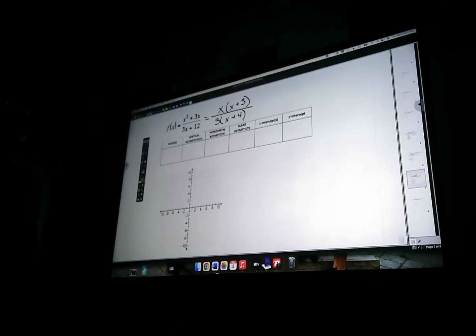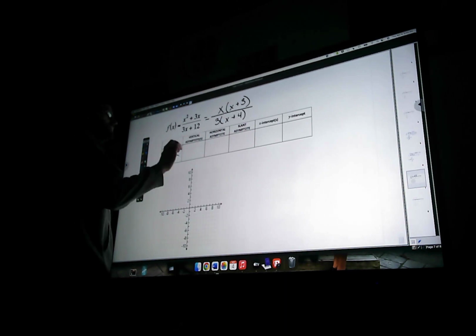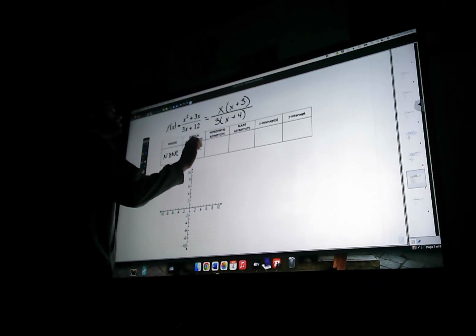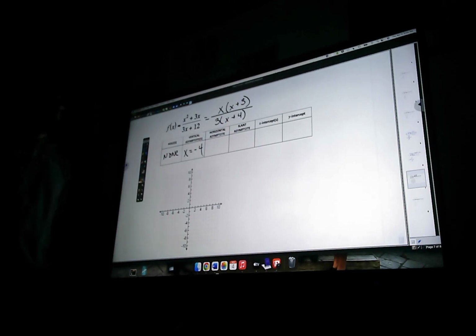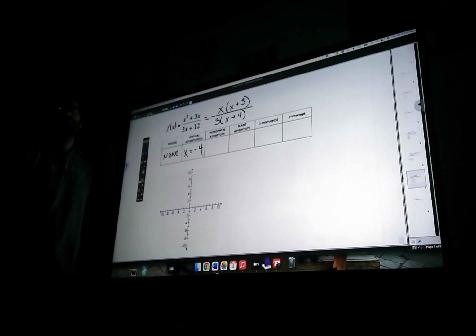Does anything cancel out? No, so there are going to be no holes. Vertical asymptote at x equals -4. Horizontal asymptote: is the degree higher on the top, bottom, or are they equal? Top. Top, so what does that mean about horizontals?